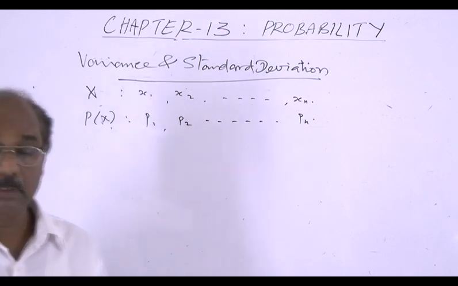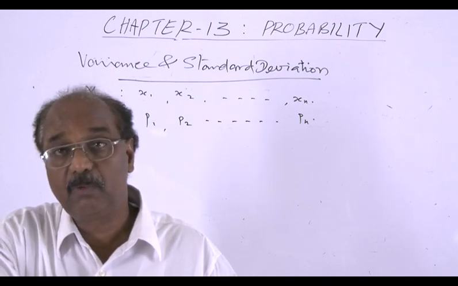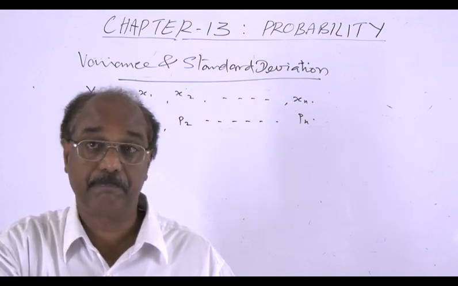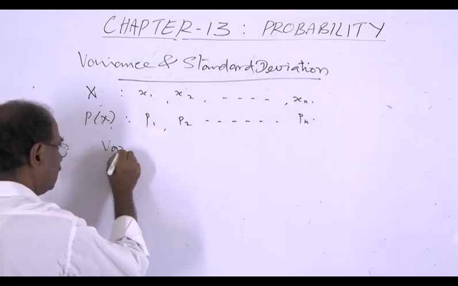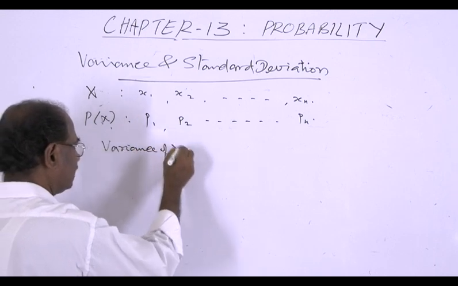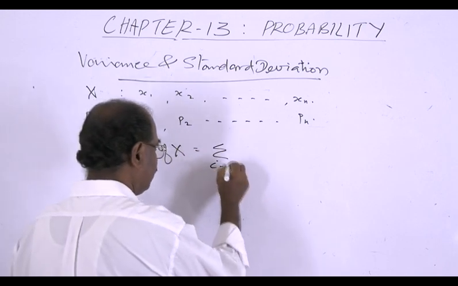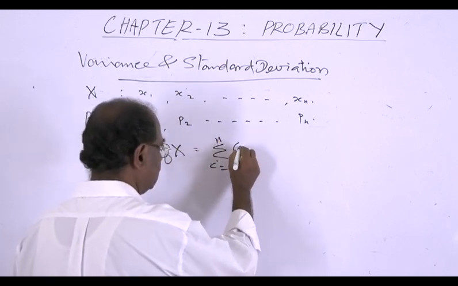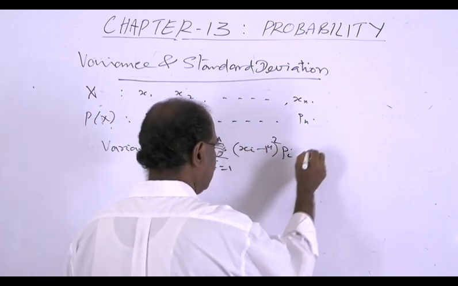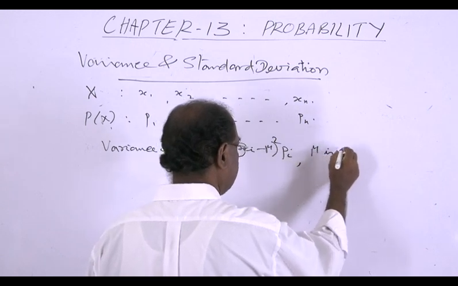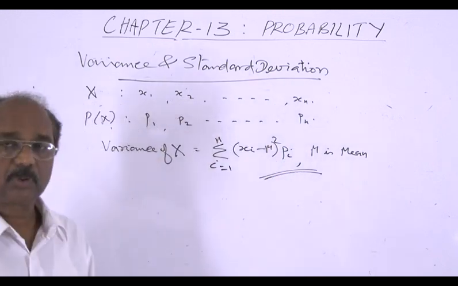X is a random variable with the values x1, x2, etc. xn with the probabilities p1, p2, etc. pn. Then the variance of this random variable X is defined as sigma i from 1 to n, (xi minus mu) whole squared into pi, where mu is the mean of the random variable. So this is the definition.